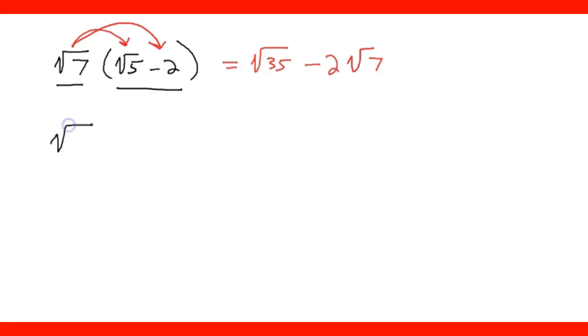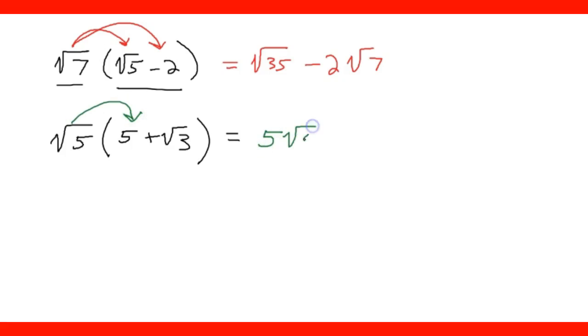Okay, let's look at another one. If I take the square root of 5, and then in parentheses I have 5 plus radical 3, I would like you to get some scratch paper, and I want you to pause the video and write down what you think that would equal. The answer to this one is radical 5 times 5, and we write that as 5 radical 5, and then radical 5 times radical 3 plus radical 15.